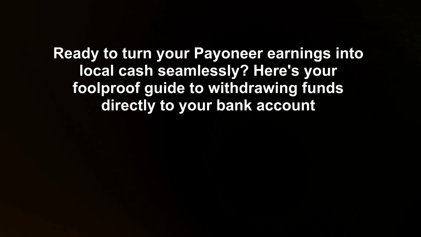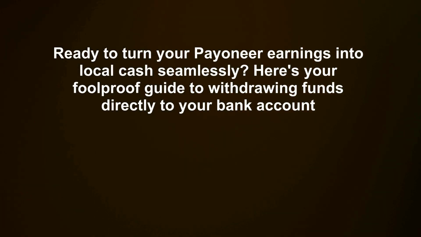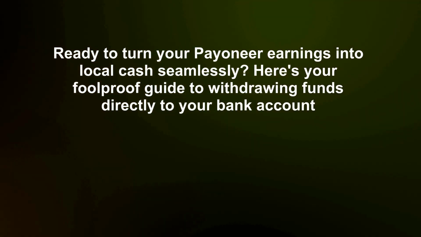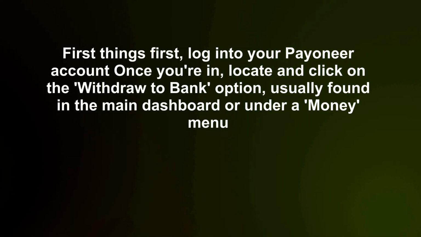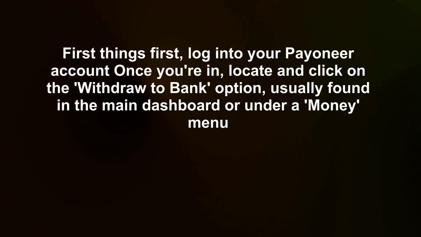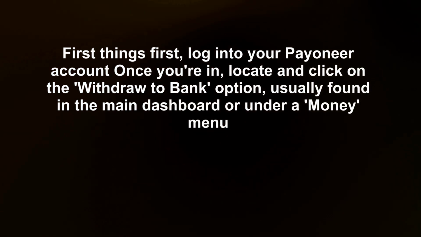Ready to turn your Payoneer earnings into local cash seamlessly? Here's your foolproof guide to withdrawing funds directly to your bank account. First things first, log into your Payoneer account. Once you're in, locate and click on the Withdraw to Bank option, usually found in the main dashboard or under a Money menu.